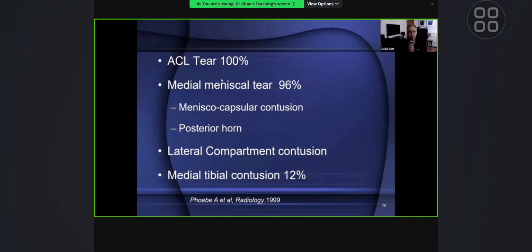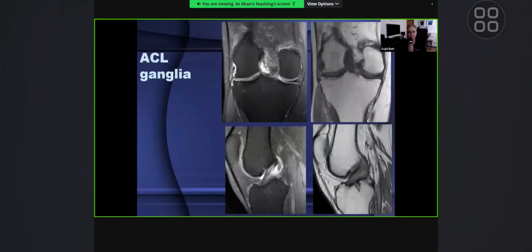When the ACL is torn, you will get tears of the medial meniscus. You will end up with meniscocapsular contusions and tears of the posterior horn. You will get lateral compartment contusions and medial tibial contusions. Not everything related to the anterior cruciate ligament is because of ACL tears.